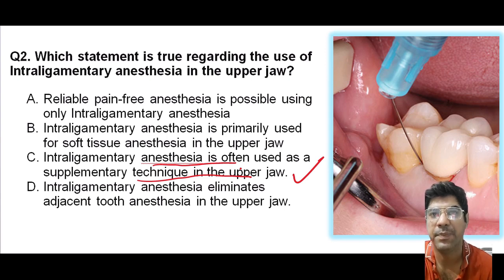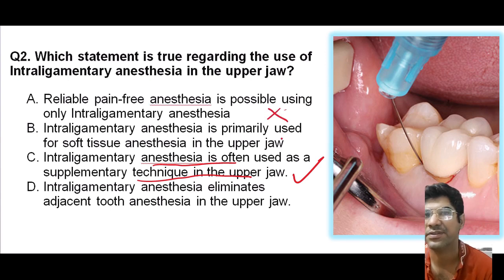Option A, reliable pain-free anesthesia is possible using intraligamentary anesthesia. This statement is not entirely true, as intraligamentary anesthesia can provide effective anesthesia for specific teeth being treated, but it may not always guarantee pain-free anesthesia for all cases in the upper jaw. So that's wrong.